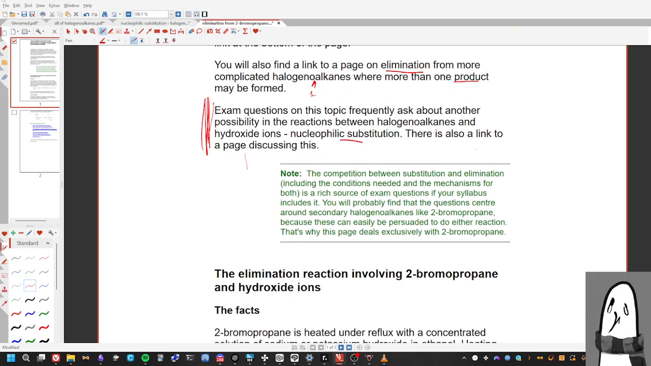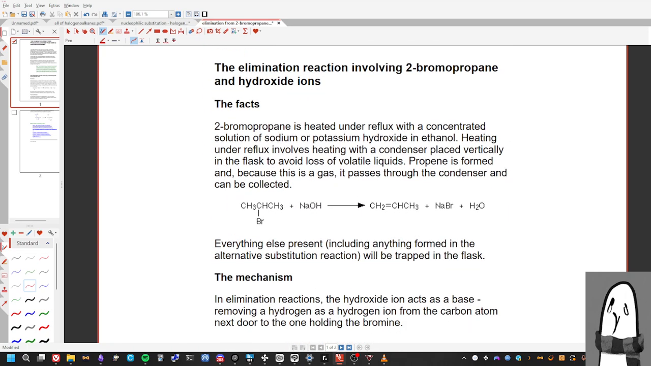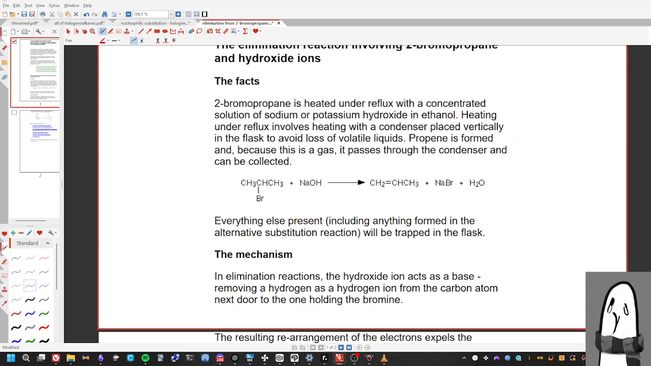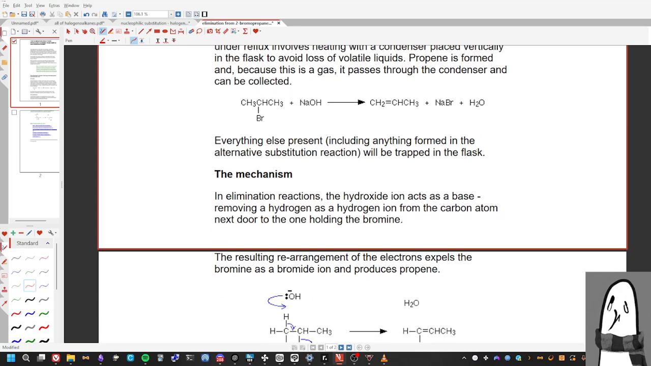And then there's more than one product being formed. So, elimination reaction involving 2-bromopropane. We've already looked at this, so we can go straight to the mechanism.